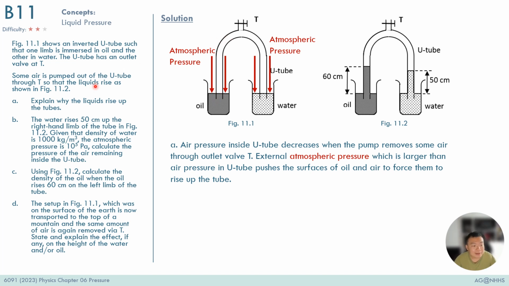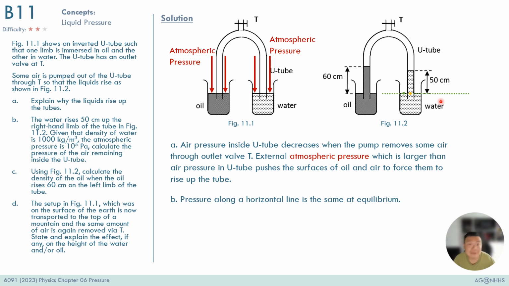In part B, you are told that this water rises 50 cm up in the U-tube, and you are to calculate the air pressure for the air that remains in the U-tube. Even though some of the air is pumped out, there is still some air remaining inside the U-tube, and we have to find the air pressure of it, which will be a value that is smaller than atmospheric pressure. So part B is a standard pressure question.